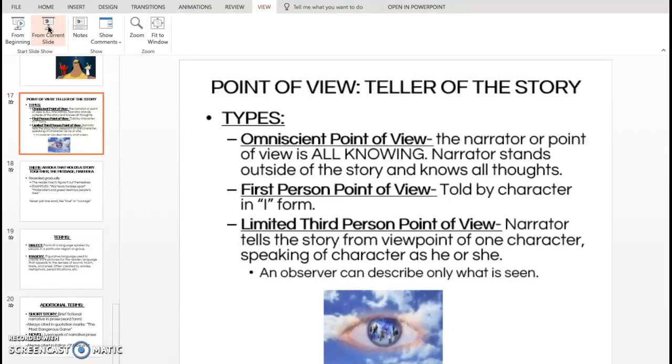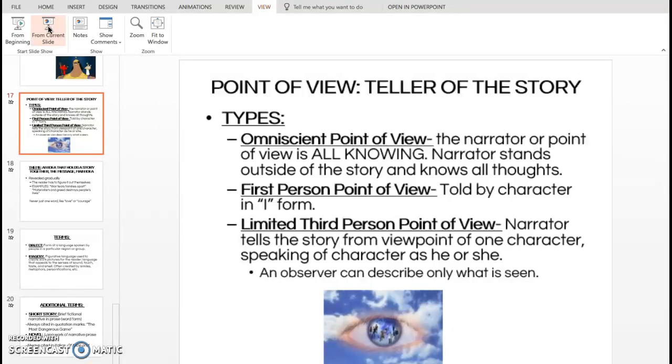So the first type of point of view someone might choose to write in is called omniscient. This is where the narrator, or whatever point of view, is all-knowing. They can read all the thoughts of the characters, they can explain every event that takes place in the story, they can sort of look down on all the events, settings, and people and dictate that information to the reader.